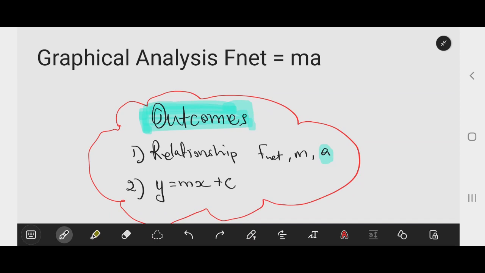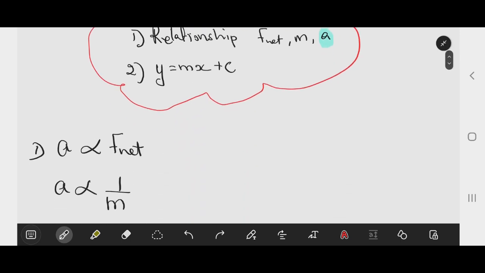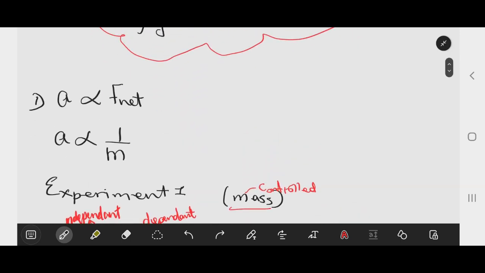Welcome to MS 100 lesson. This is a continuation lesson for graphical analysis of F net equals ma. In the first lesson, I was evaluating the relationship between the acceleration of an object and the net force. We evaluated that the acceleration of an object is directly proportional to the net force acting on that object, right?